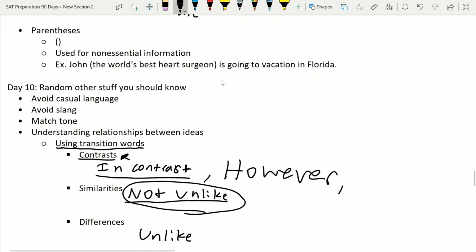All right, parentheses. Like I said before, they're used for non-essential information, so we can use them to set off that non-essential information. An example would be "John (the world's best heart surgeon) is going to vacation in Florida." If we took out the information in parentheses, would the sentence still make sense? Let's take a look: John is going to vacation in Florida. Yup, still makes sense, which means it's non-essential, which means we can offset it with parentheses.